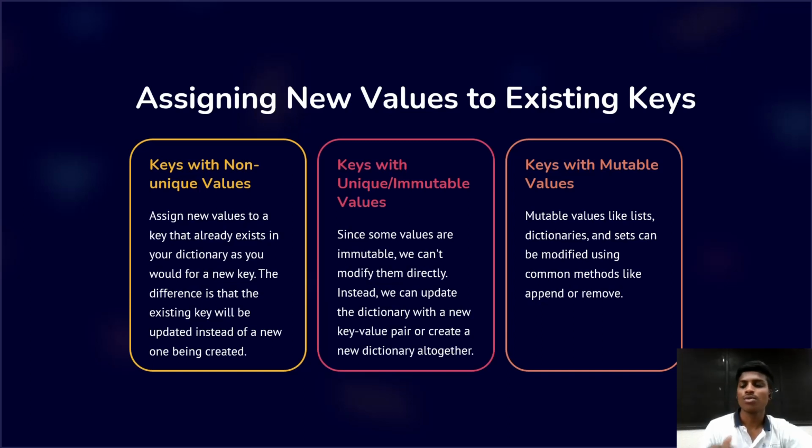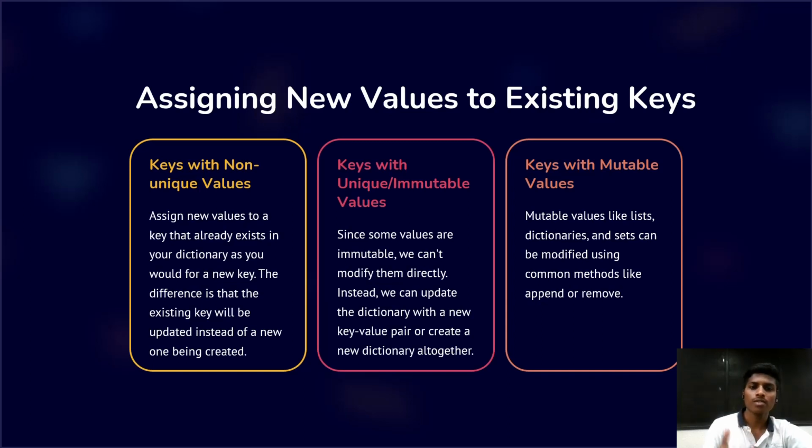So, assigning new values to existing keys. How is the process done? Assign new values to a key that already exists in your dictionary. So, assigning a new value to a key, where the key should already exist in the dictionary. Otherwise, a new key would be created. The difference is that the existing key will be updated instead of a new one being created. So the new value which is given is instantly updated.